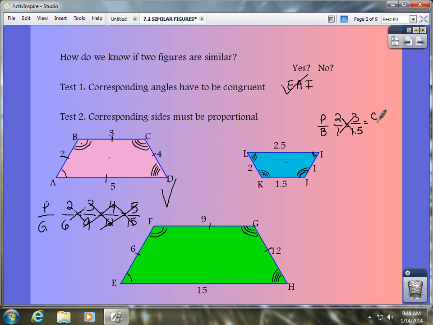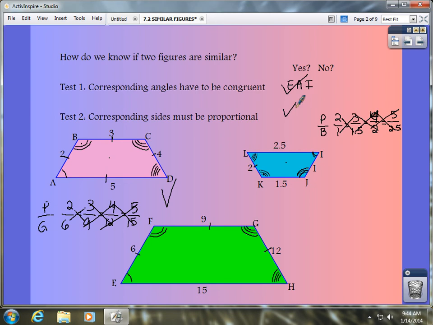Now between angles 3 and 4, on this one, I have 4 on that side, and I have 2 on the blue one. If I cross multiply, that would give me 6, and that would give me 6. And then the fourth side, I have AD, which is 5, and LI, which is 2.5. I multiply this, I get 10. I multiply 2.5 times 4, I get 10. So all of the sides are proportional. So all of the figures are actually similar.